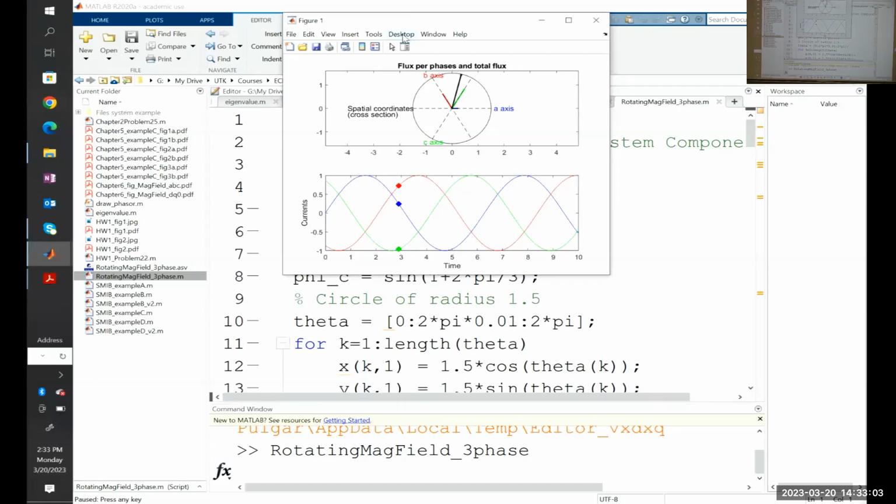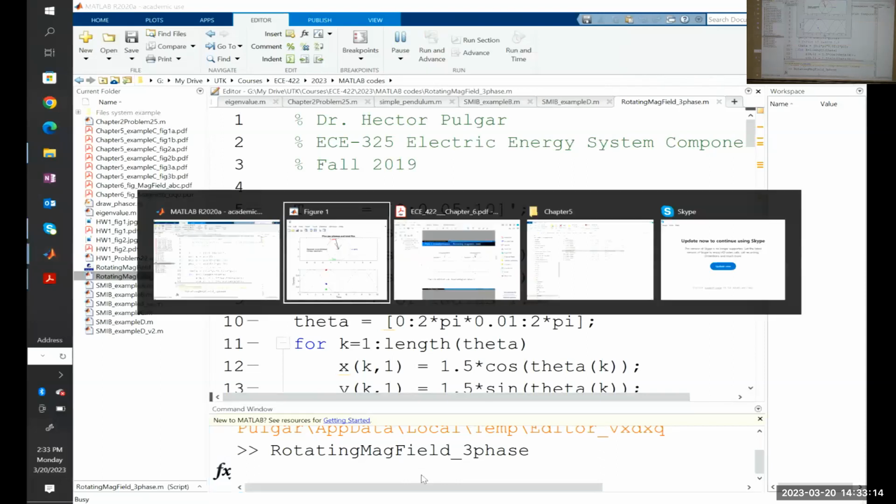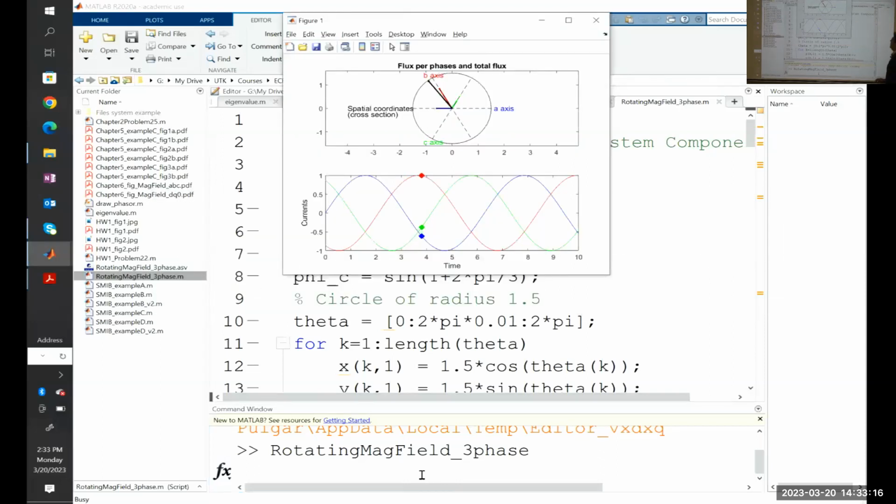So for any other value, we will continue observing that we have obtained a rotating magnetic field.